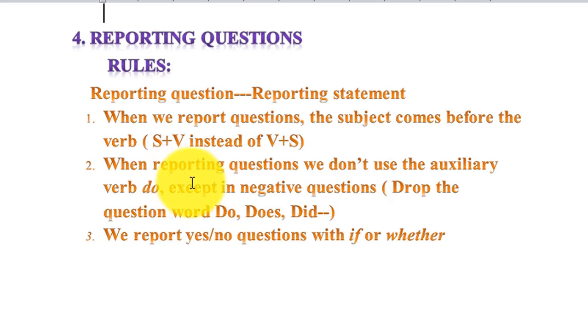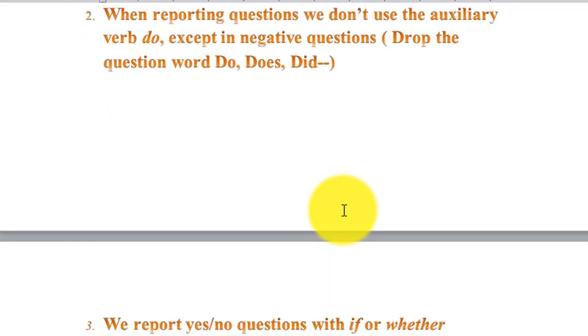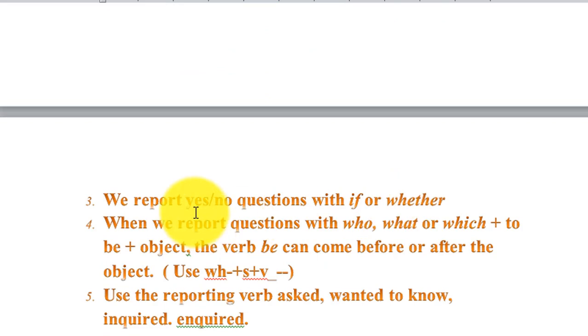And the other rule: if the reporting question consists of the auxiliary verbs do, does and did, we drop these verbs. When we report, we drop do, does, did; we do not keep them. The third rule: if and only if the question is a yes or no question, when we convert it into a statement, use if or whether, without a difference of meaning, as a conjunction.